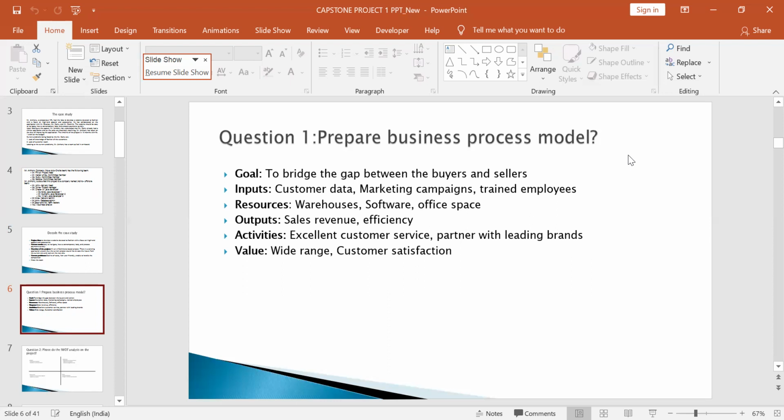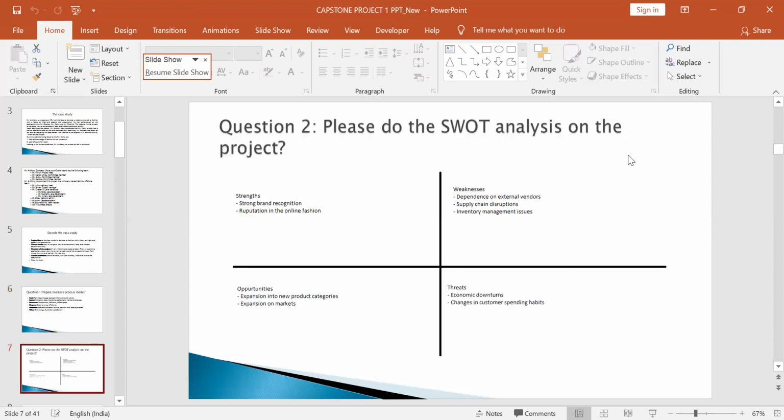It's important. Okay, and the next is, please do the SWOT analysis on the project. So you have to analyze the SWOT. As we all know, SWOT is nothing but strength, weakness, opportunity, threats. So what is the strength of this project? What are the weaknesses of the project? What are the opportunities? What are the threats? As a BA, you should analyze the SWOT in the project. You have to give what are the strengths of this project, what are the weaknesses, what are the opportunities, what are the threats. Okay, you have to analyze for this project.